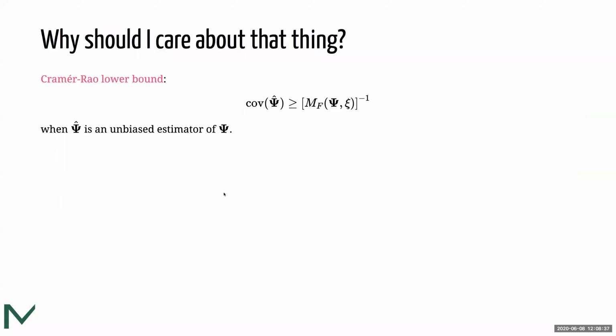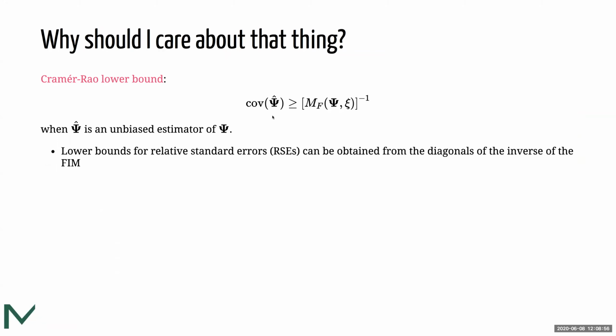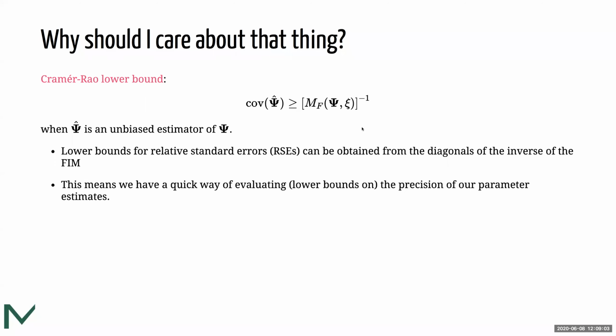So why do you need to know about the information matrix? Mostly because of this result in statistics, the Cramer-Rao lower bound, which tells us that if you invert that information matrix, it gives you a lower bound of the covariance of any unbiased estimator of your parameters. Which means that if you look at the diagonals of that inverse, you can get lower bounds of your standard errors of the parameters. So with a quick matrix calculation, you can have a lower bound on your parameter precision. So this is really helpful. It gives you a really quick way to evaluate a design.